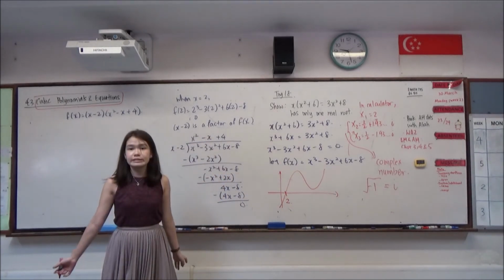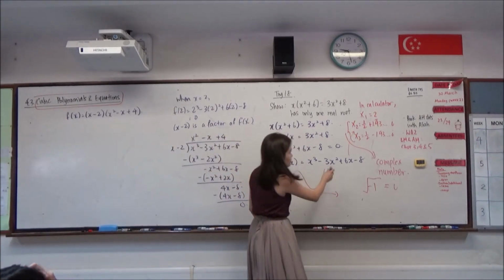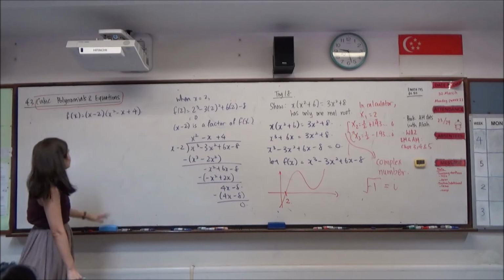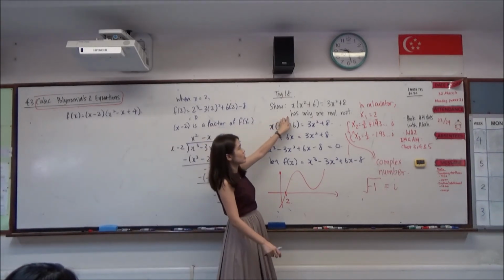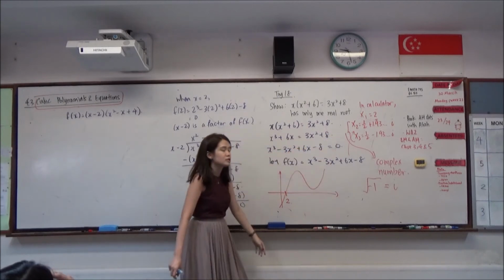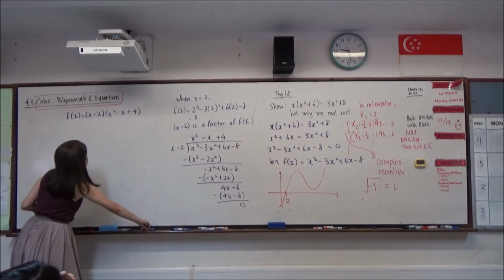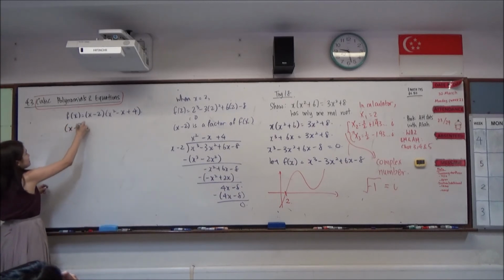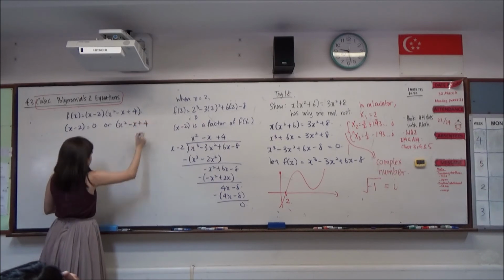Any questions? Just to satisfy your curiosity, in case you're wondering. So from here, how do we continue to actually answer this question, to show that it has only one real root? Since we're looking at f(x) equals to 0, that means that x minus 2 equals to 0, or x squared minus x plus 4 equals to 0.